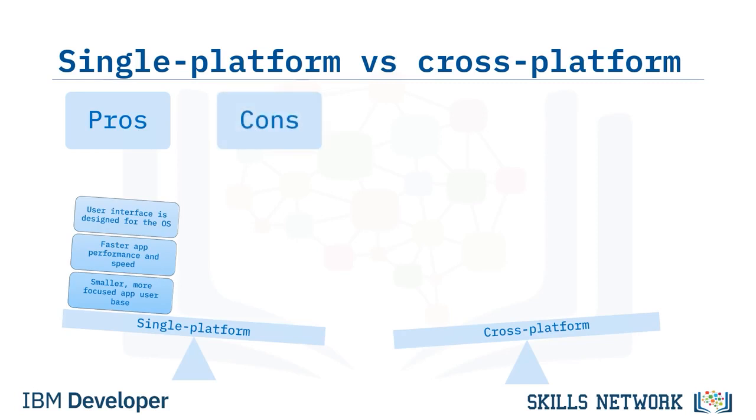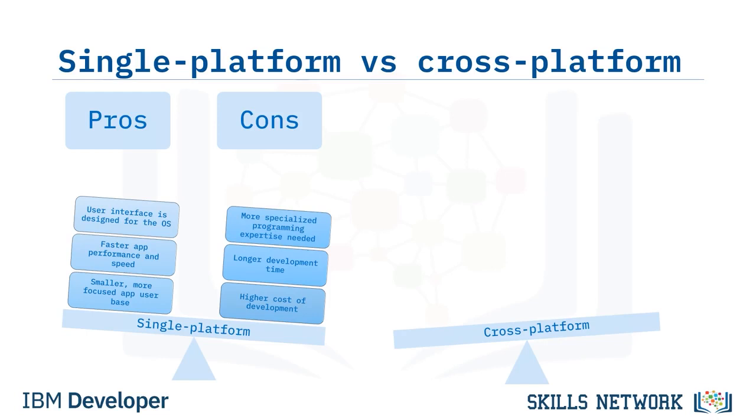However, there are also some cons. With single-platform software, there is a higher cost of development because the application must be made specifically for one OS. Single-platform software also has a longer development time since the code must be uniquely written for the platform. Additionally, more specialized programming expertise is needed, which means higher costs for the software development. And updates and maintenance are higher due to the unique programming knowledge needed.